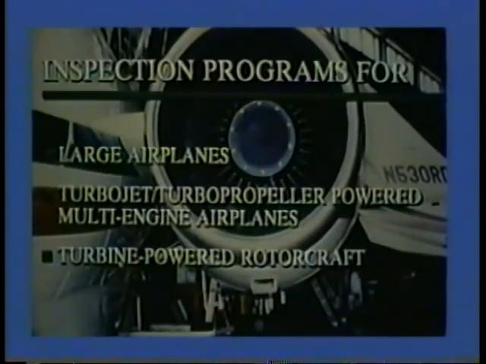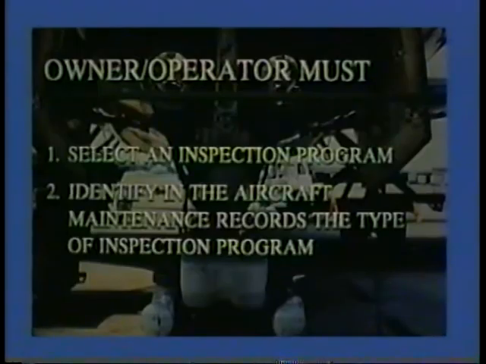FAR 91.409, paragraphs E and F, cover inspections of large airplanes or turbojet or turboprop multi-engine airplanes and an optional inspection program for turbine-powered rotorcraft. The owners or operators of these aircraft must select an inspection program from the four options listed and must identify the specific program in the aircraft maintenance records.